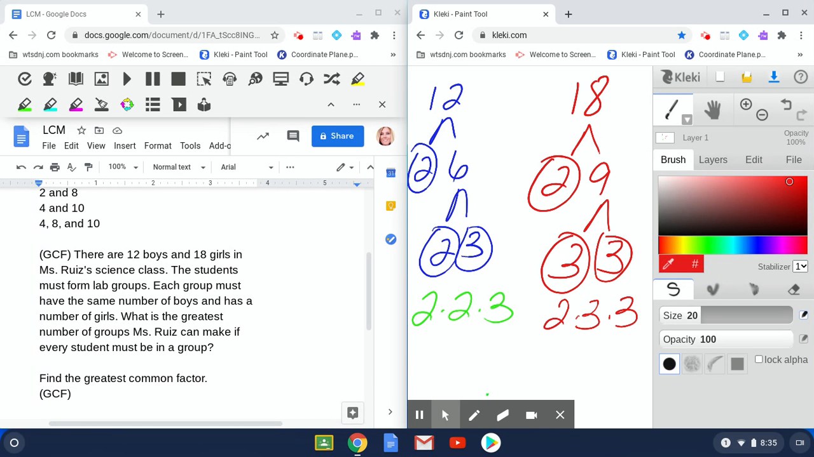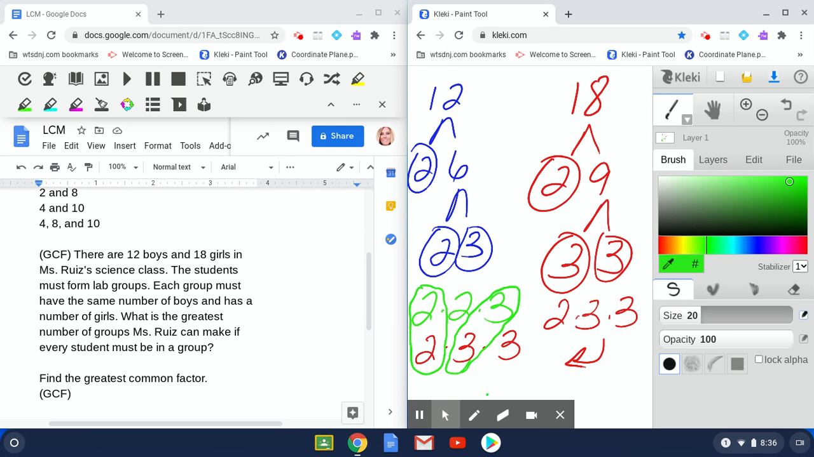Now I have to line them up. So I'm just going to bring these over here, being that I'm running out of space. 2 times 3 times 3. Now remember, we have to circle what they have in common. So they both have a 2 in common. I can circle it. They both have a 3 in common. I can circle it. That's all I can circle because that's all they have in common.